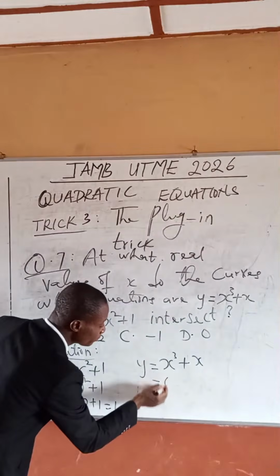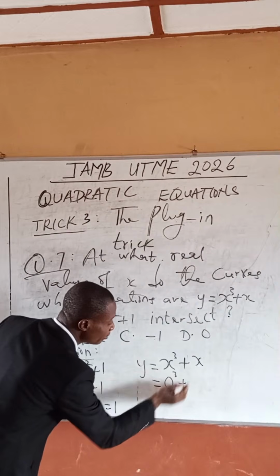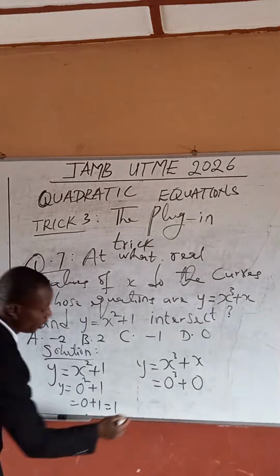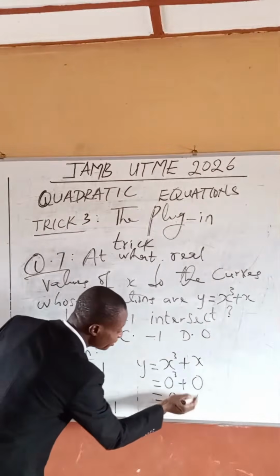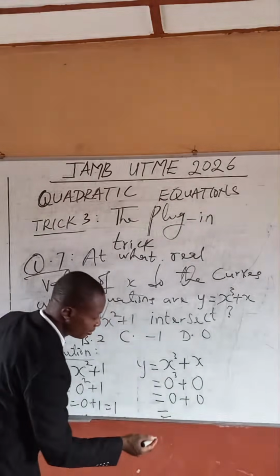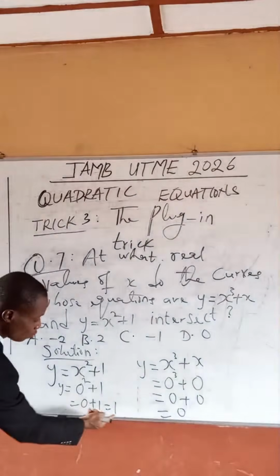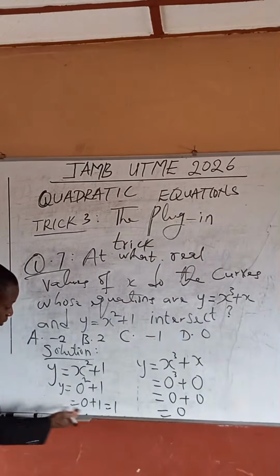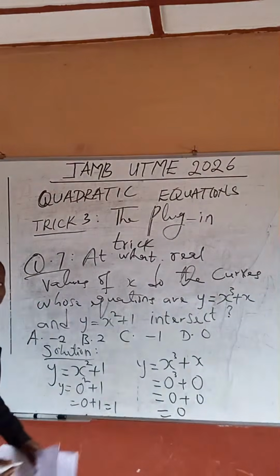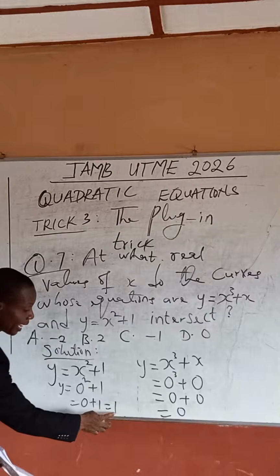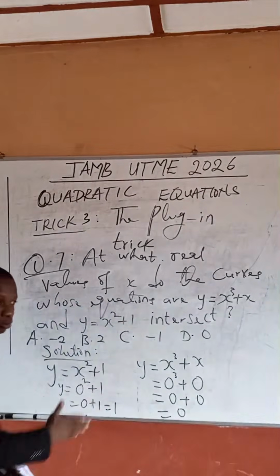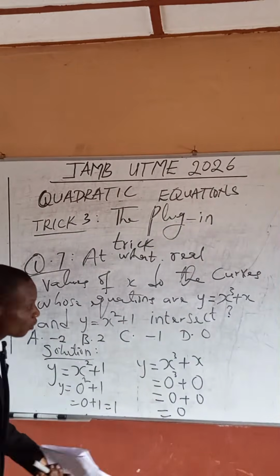Yeah, 0 raised by 3 plus 0. What is it going to give us? 0 plus 0, and that is equal to 0. This is 1 and this is 0. So there will be no intersection between these if they are not equal. They must be equal so that they can cross each other. Intersection means cross each other.